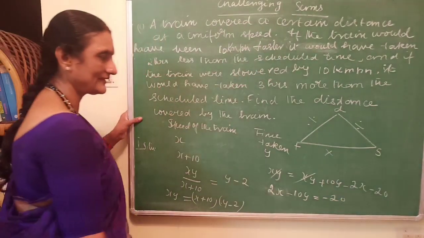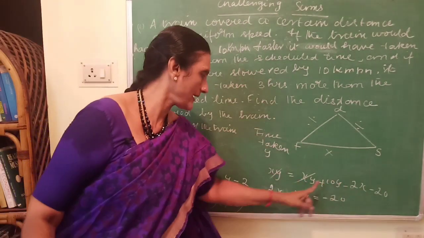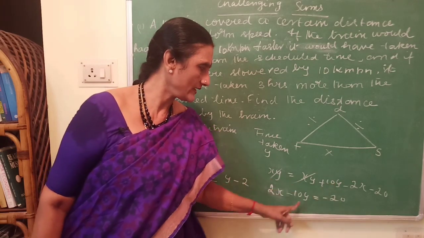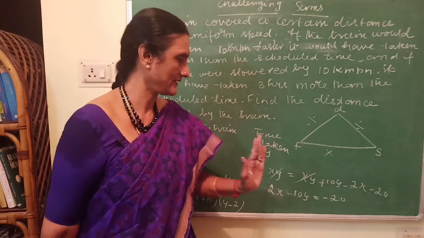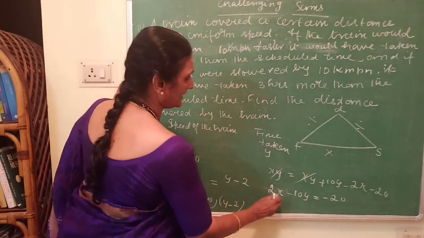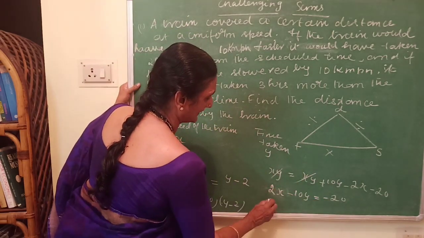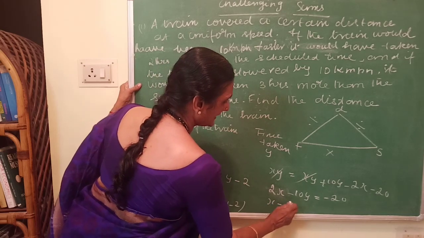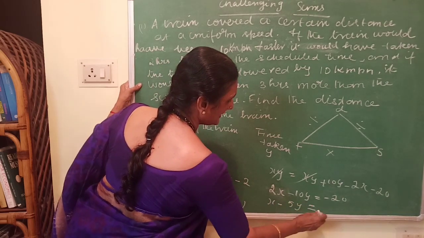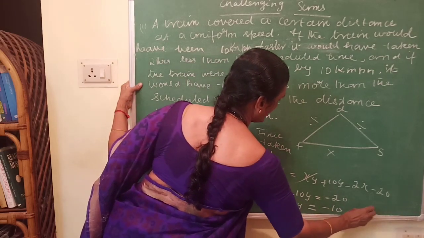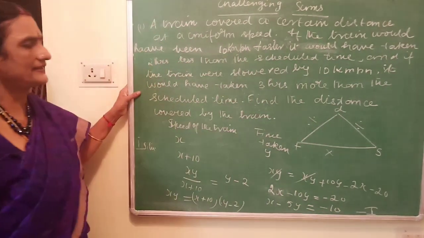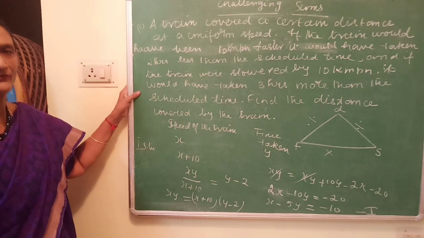Are you understanding this step? 2x comes here, 10y comes here, and there is a negative sign for minus 20, it stays. Now further you can simplify the equation by 2 being the common factor. We'll get x minus 5y is equal to minus 10. That is your equation 1. Correct? Now we'll proceed further to get the second equation.